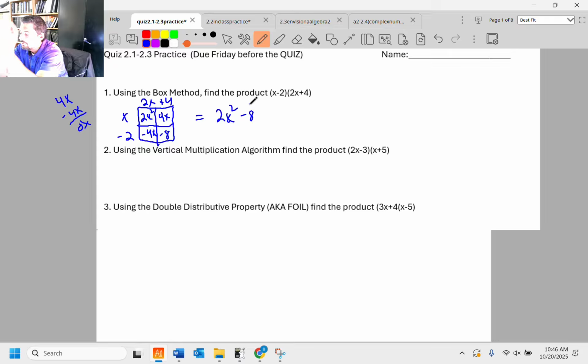All right, using the vertical multiplication algorithm, find the product of 2x minus 3 and x plus 5. Usually you put the bigger one up top. Usually. You don't have to. Just works out. And we're going to multiply. We're going to go old school.